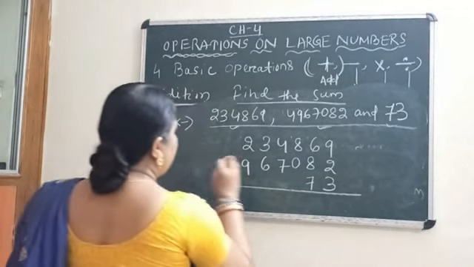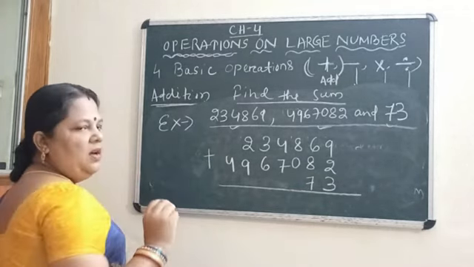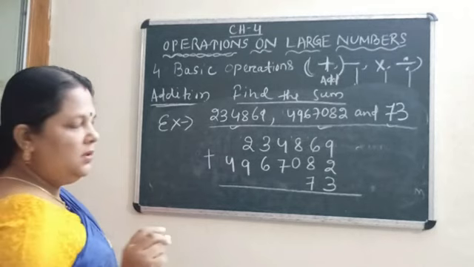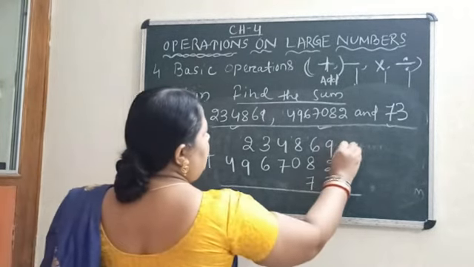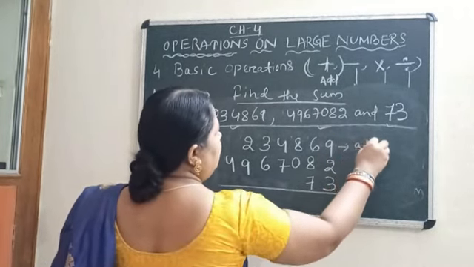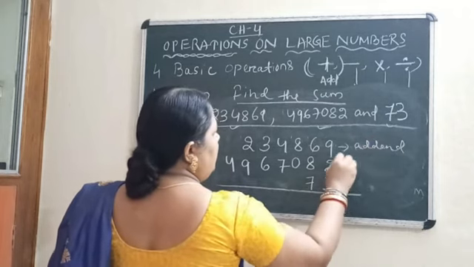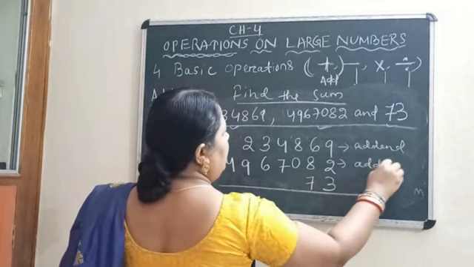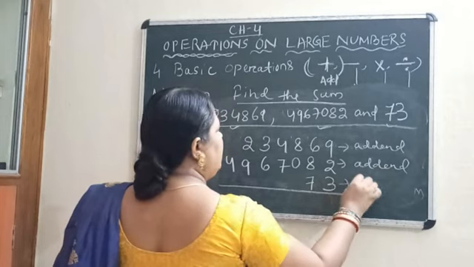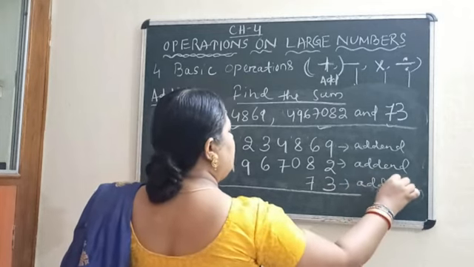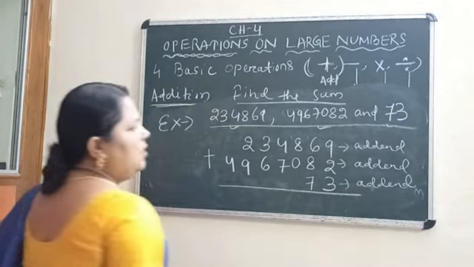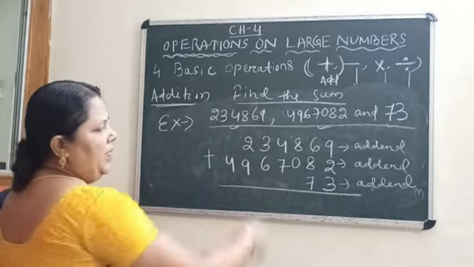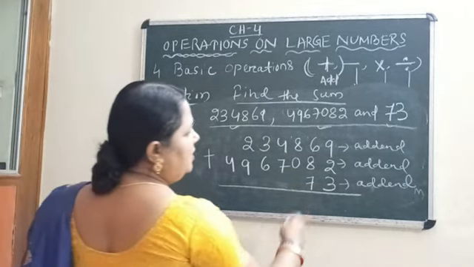Then what you will do? Put a symbol of addition because we are going to add. Here this one is called what? Addend. This one also addend, and this one also addend. All the members, or all the participants, are called addend here. Okay, let me start the addition.